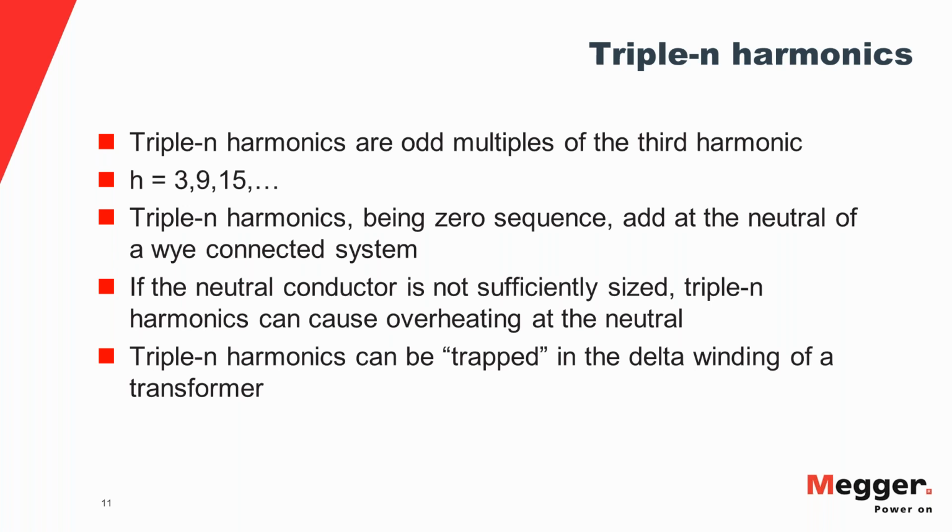Also, these zero sequence harmonics or triple N harmonics can be trapped in the delta winding of a transformer. One of the main applications of the delta winding of a transformer is to provide a circulating path for zero sequence currents. So if there is a fault, or if zero sequence currents flow in the system and come across a grounded Y and delta system, the zero sequence currents will flow into the Y winding and down to the neutral. But on the other side of the transformer, they'll circulate in the delta winding and the currents won't propagate through the system.